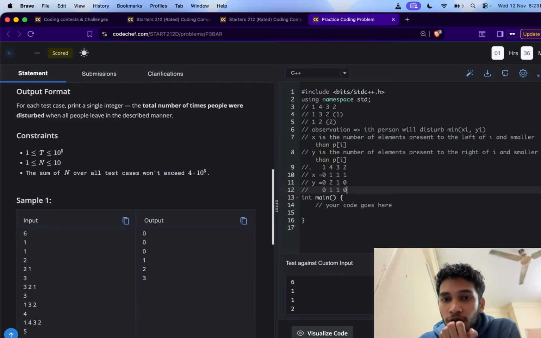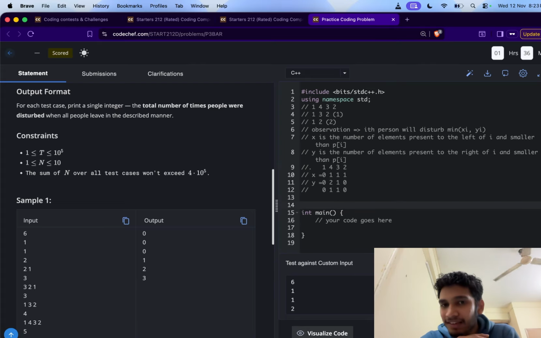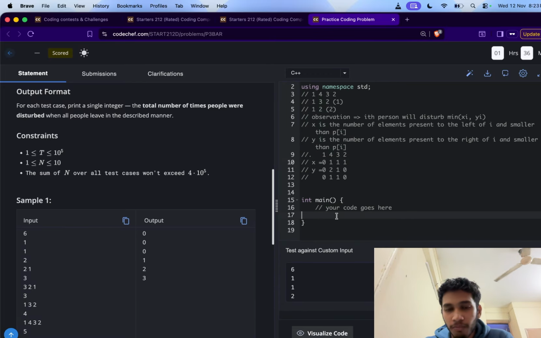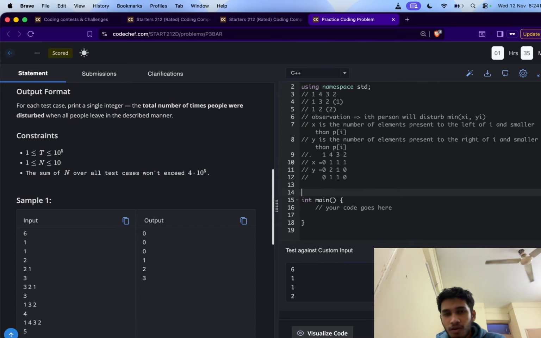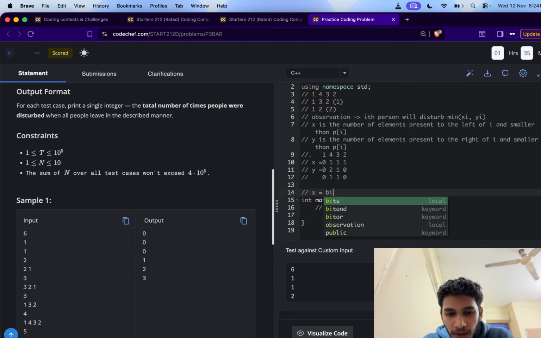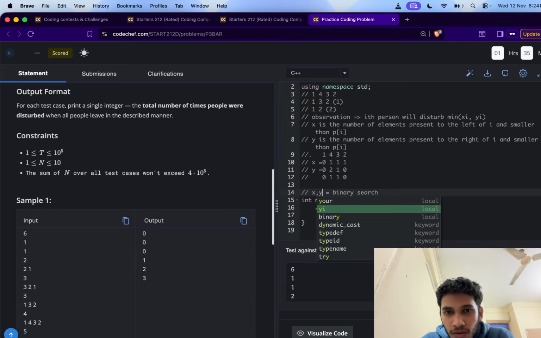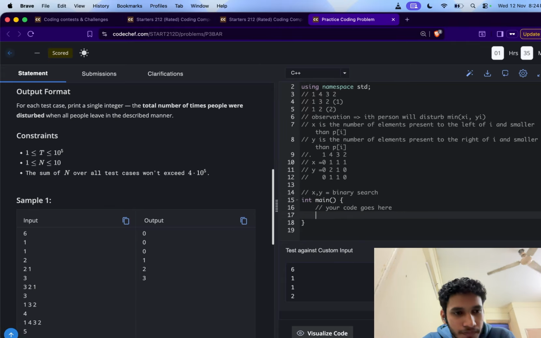So what we will do is construct such x and such y, and iterate over them to find the minimum of these elements, and the sum of the minimums would be our answer. One of the ways of constructing x would be binary search. Let's see how.